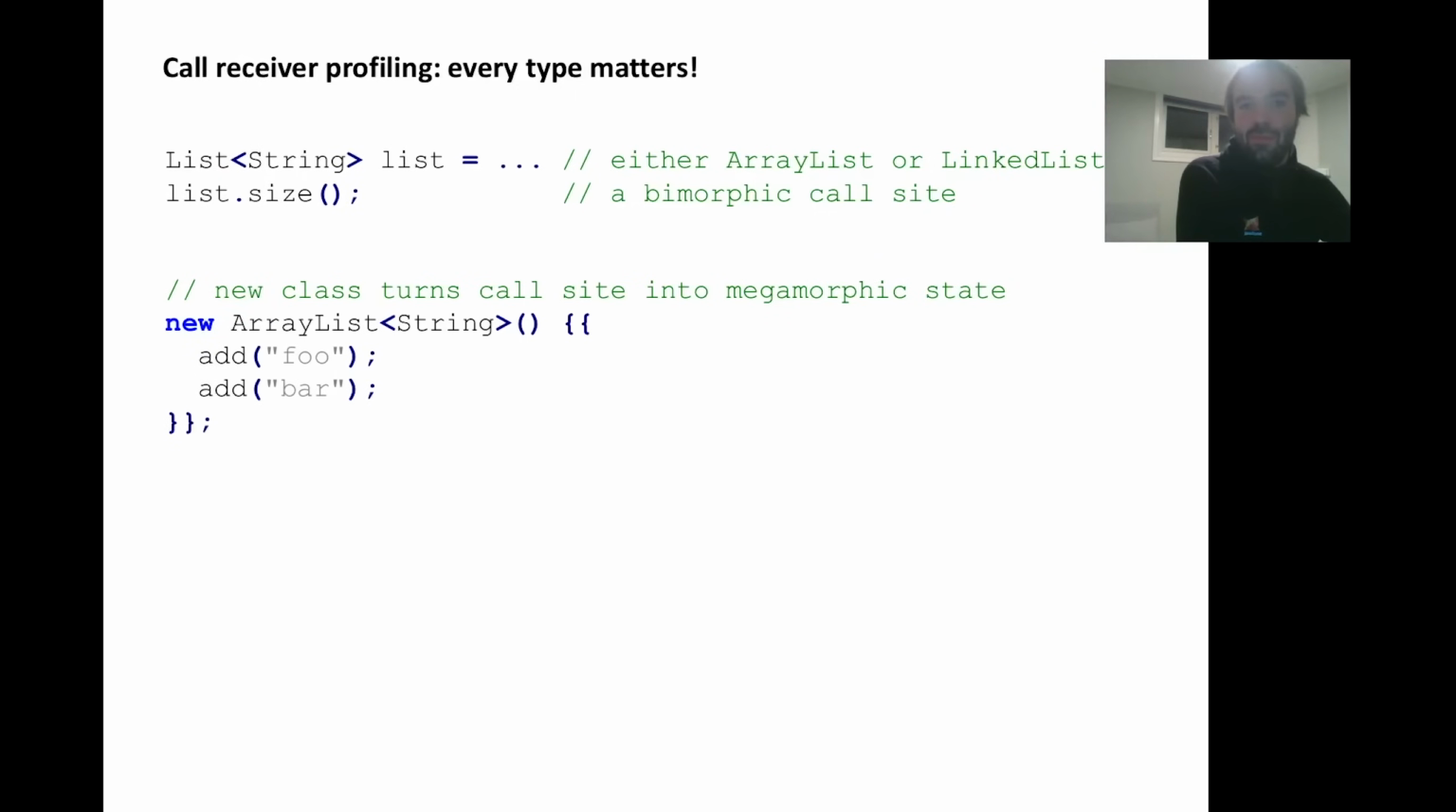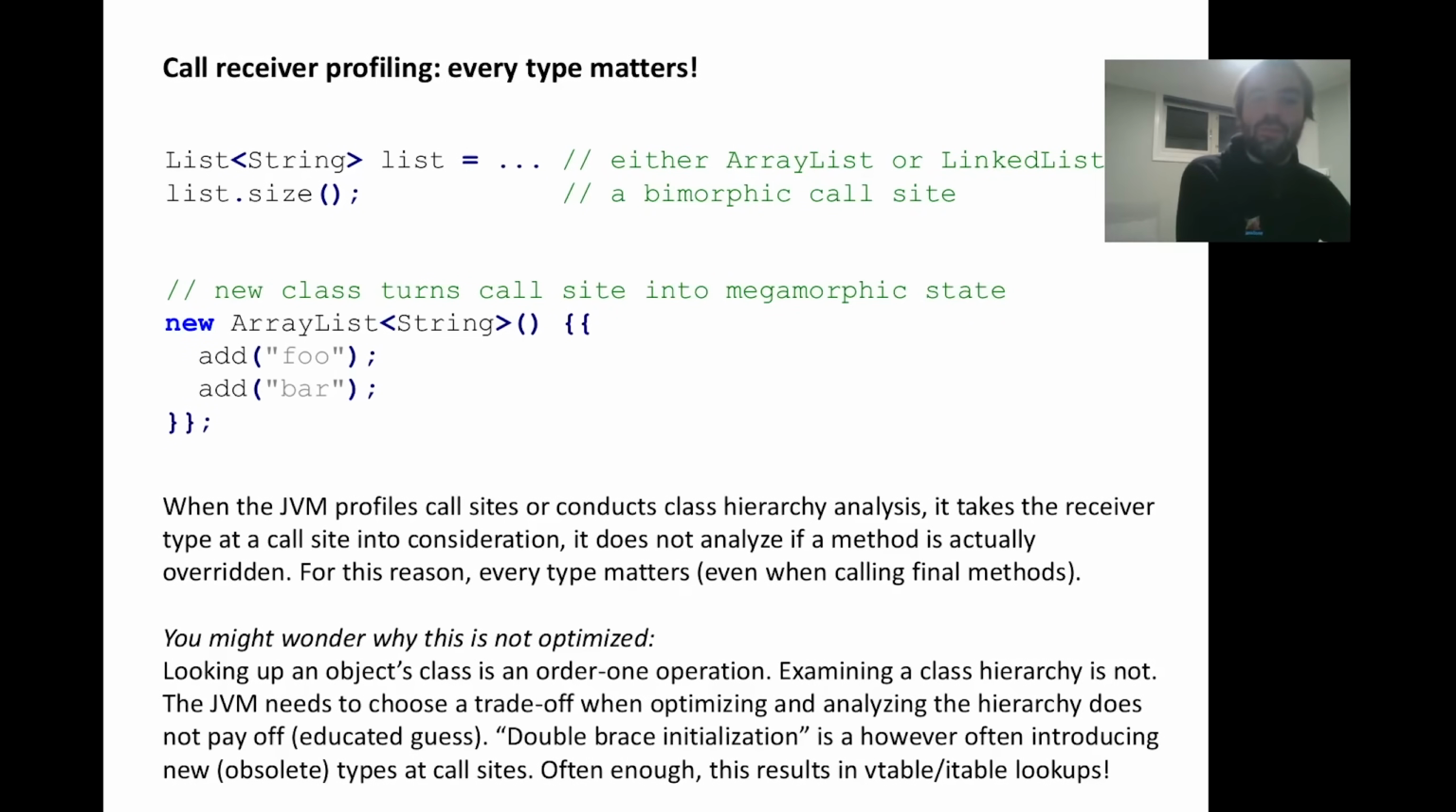Because the first brace opens an anonymous subclass, and the second brace initializes a block which is added as a constructor. So, but now you have created a new type. Now you have ArrayList, LinkedList, and this anonymous subclass, meaning that if this anonymous subclass hits the size method, you will have turned the call site to be megamorphic, which it wasn't before, right? So look out for these sort of things.